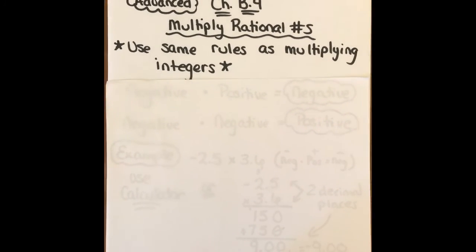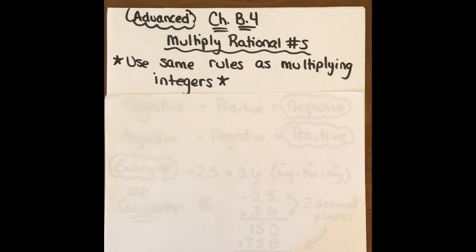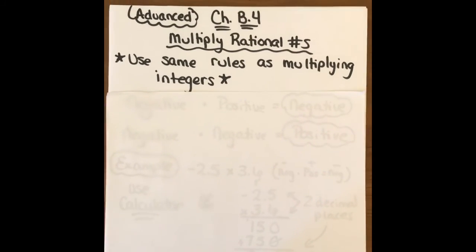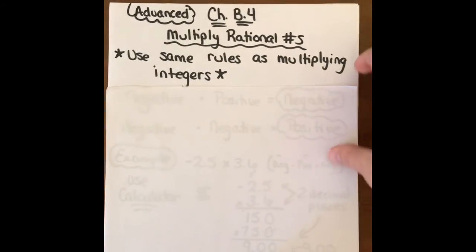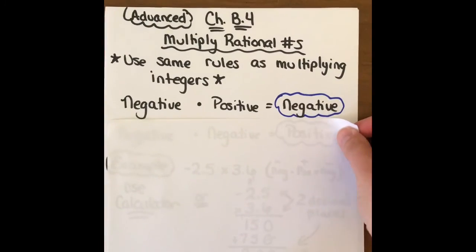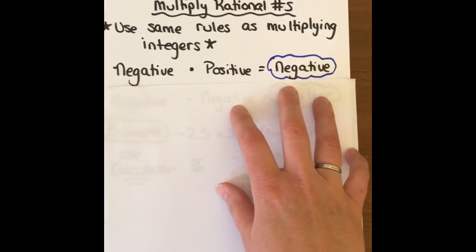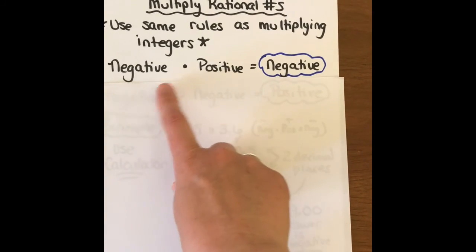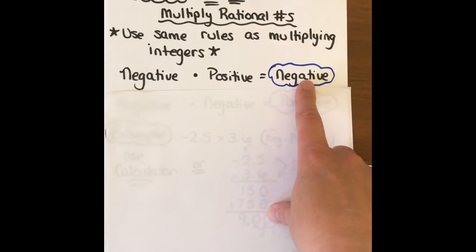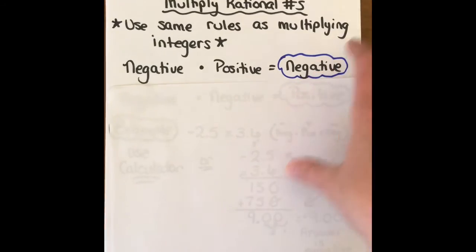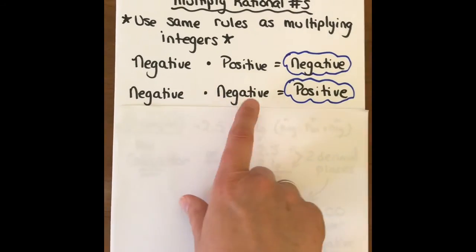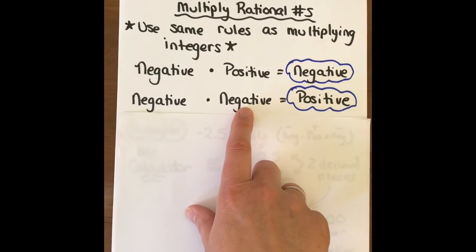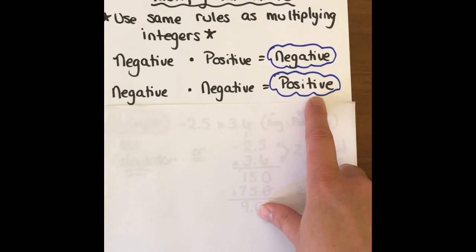When you are multiplying rational numbers, it's important that you use the same rules as multiplying integers, those positive and negative rules that we went over. Just to recap, if you have a negative times a positive or a positive times a negative, where they're different, your answer will always be negative. And if you have two of the same, so two negatives or two positives that you're multiplying together, your answer will always be positive.